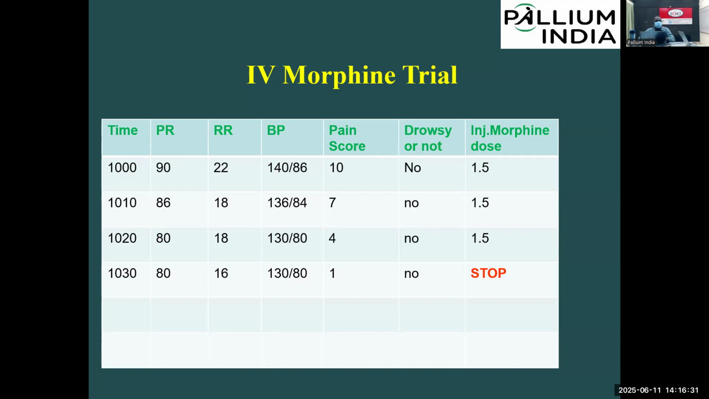Then wait for 10 minutes. At 10:10, you will again ask the patient, what is your pain score now? The patient says, now it is 7. You check all the vitals and look at the patient. The patient is not drowsy, so you can give another 1.5 milligram. Wait for another 10 minutes and repeat this process. By 10:30, this patient's pain score has come down to 1. That means the patient's pain is under control. He has satisfactory pain relief and is not drowsy, so we have to stop intravenous morphine titration here. So how many milligrams of morphine has this patient consumed in total?